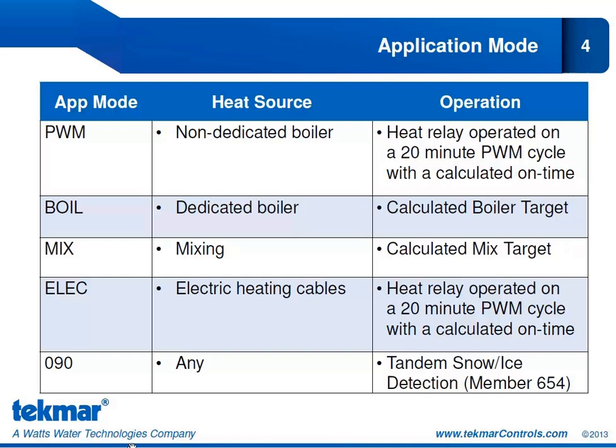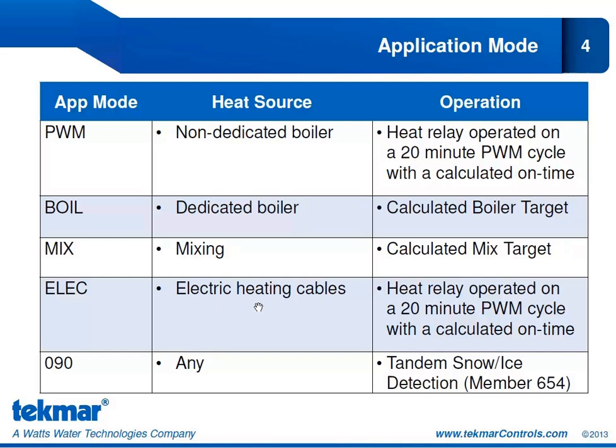We'll start at the bottom and we'll work our way up. We have application mode 090. You would select this application mode if and only if you are doing tandem snow ice detection and you are programming the member 654. So as soon as you enter application mode 090, that control will automatically become the member. Application mode elec is if your heat source is electric heating cables.